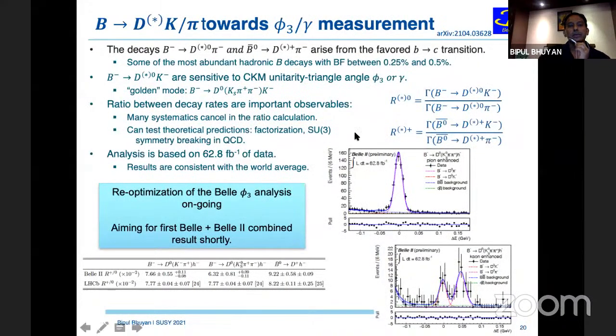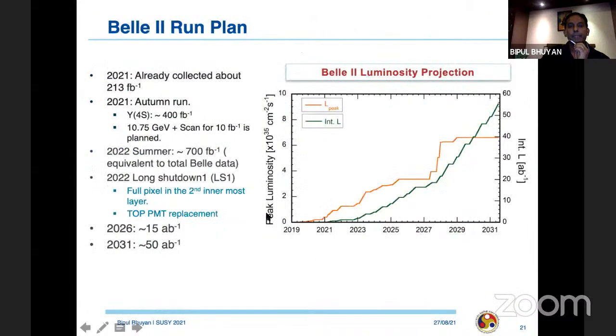All right, so there's also a move to look at B to D* K pi, and this is particularly for D and K. So we'll be looking at the measurement of the angle phi-3, which is considered to be a golden mode for the B factories. We are also looking at this Belle II analysis to combine with a Belle measurement of phi-3. So the combined result is going to come soon, and that's something that we look forward to.